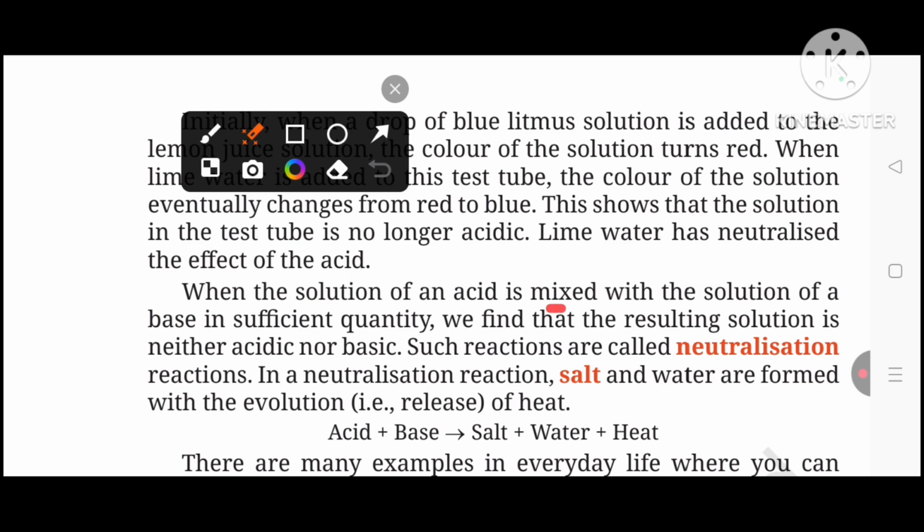When a solution of acid is mixed with a solution of a base, here the acid is lemon juice and the base is lime water, in sufficient quantity, we find that the resulting solution is neither acidic nor basic. These reactions are called neutralization reactions. In a neutralization reaction, salt and water are formed with the evolution, that is, the release of heat. Acid when reacting with a base gives salt plus water plus heat.